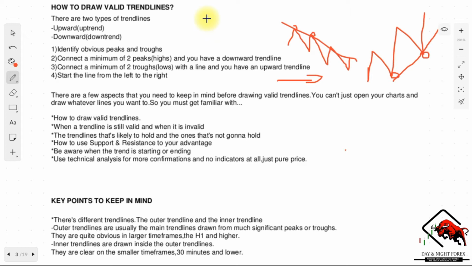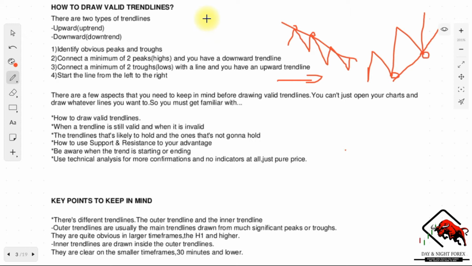We need to get familiar with the types of trend lines that are likely to hold and the ones that are not going to hold, right? So how to use support and resistance to your advantage. As we explained, support and resistance is very powerful when you put it together with other strategies. Be aware when the trend is starting or ending. You must be very familiar with this so that you are able to capture the trend right when it's getting started. At the end of that trend, you actually take your profit, right?